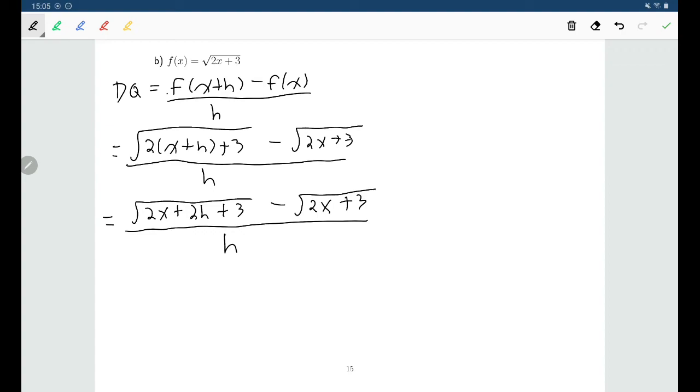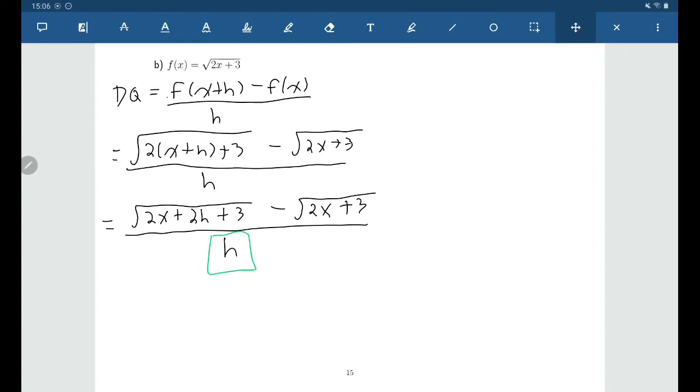And then I've expanded it out, so I now have root of 2x plus 2h plus 3 minus the root of 2x plus 3, and the whole thing is over h. Now, at this point, you're looking at this and thinking that my goal is to eventually cancel the h that's in the denominator. And the problem that we have, of course, is the numerator. There's not much that I can do with one square root minus another.